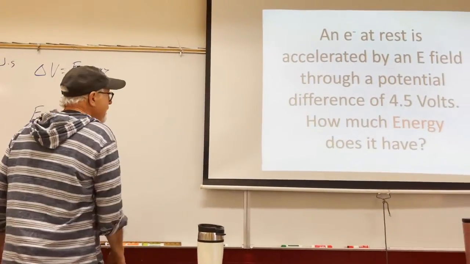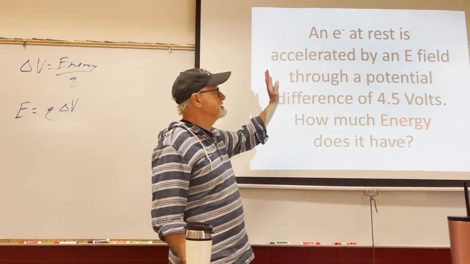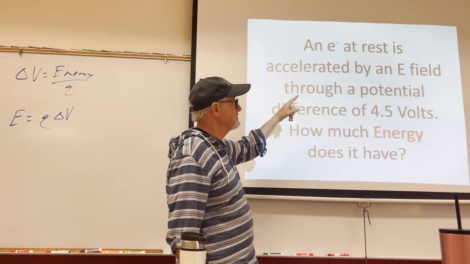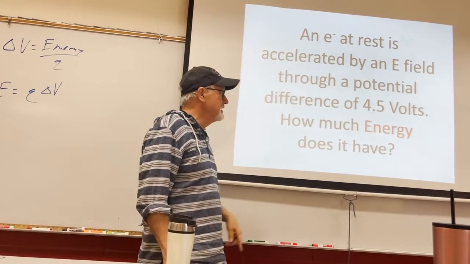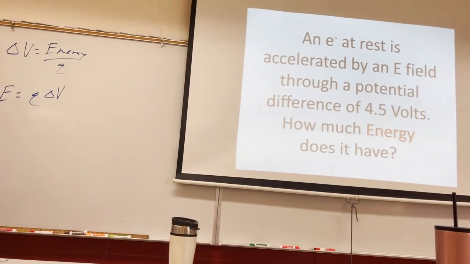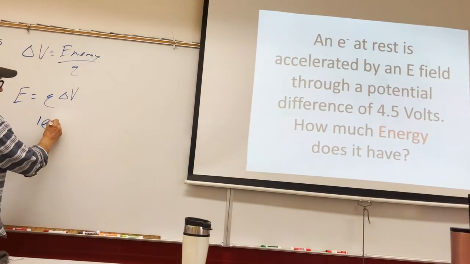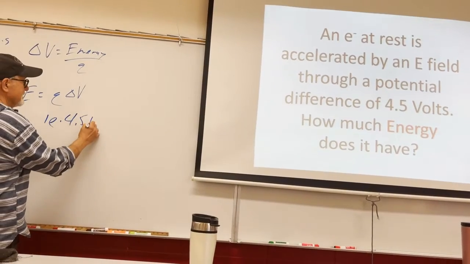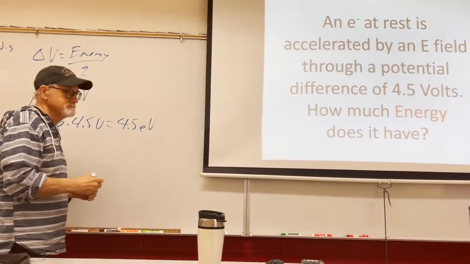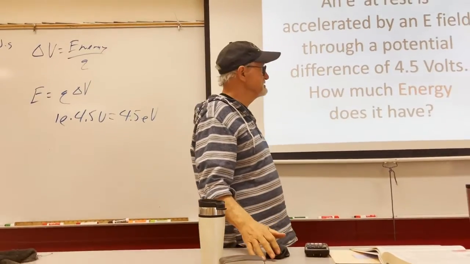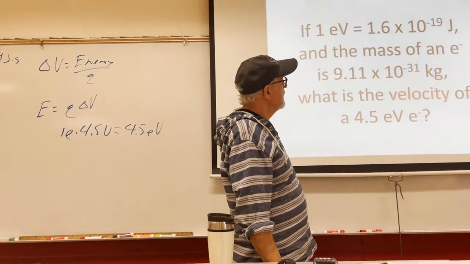All right. So an electron at rest is accelerated by an electric field through a potential difference of 4.5 volts. How much energy does it have? 1 electron times 4.5 volts equals 4.5 electron volts. We've done this before. It's simple stuff.